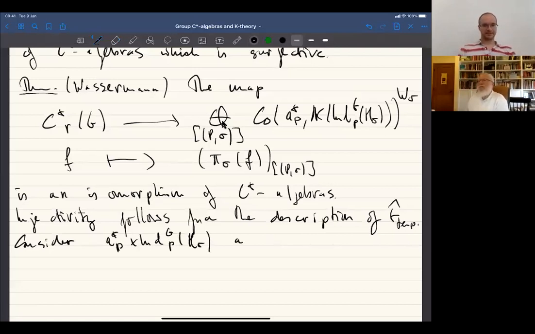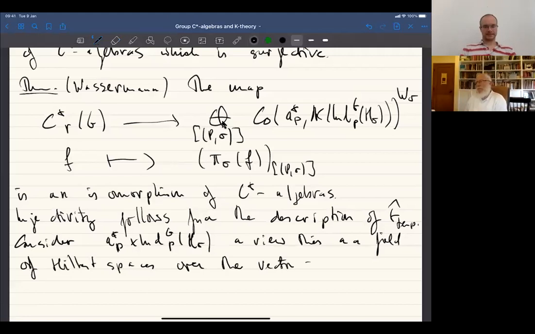And we view this as a field of Hilbert spaces over, well, the vector space A star P. But we view this vector space now just as a trivial manifold, a locally compact space. So viewed as a locally compact space.